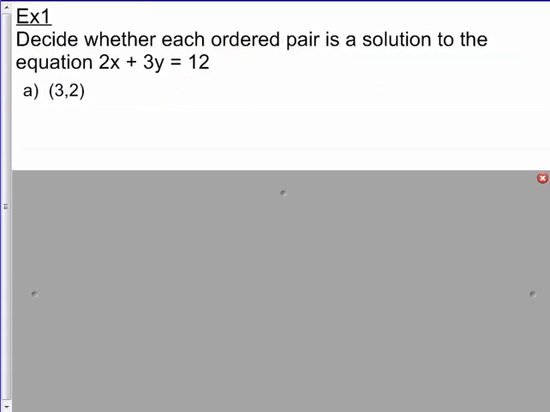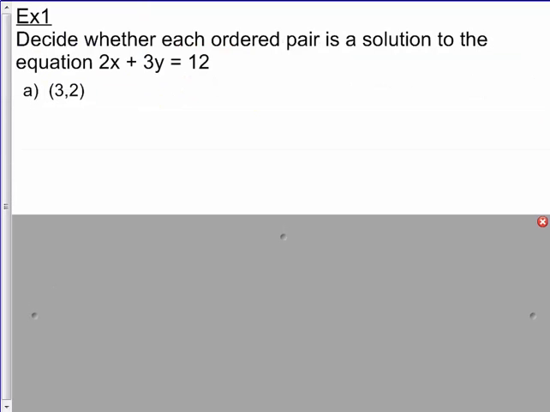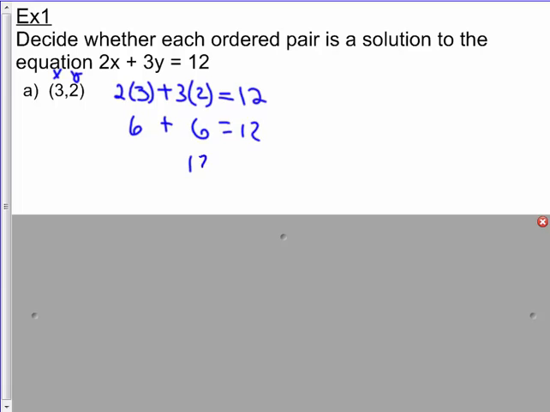Taking a look at example 1 here, it says decide whether each ordered pair is a solution to the equation. We've done stuff like this before. That was one variable. Today we're doing two variables. Remember, we have x comma y. X comes first, then y, just like in the alphabet. So I'm going to plug in 3 for x, 2 for y, 3 times 2 there, and I get equal to 12. So I get 6 plus 6 equals 12. We all know that's 12 equals 12. Now, what do I get? I get a true statement. So what does that mean? That means that (3, 2) is a solution to the equation.